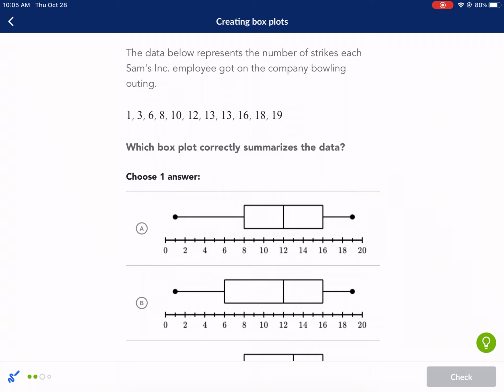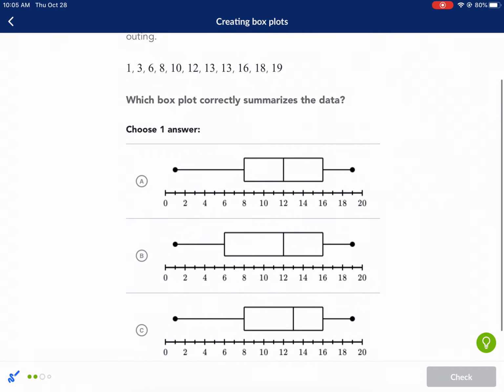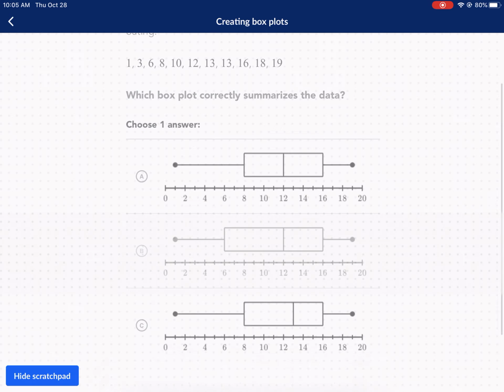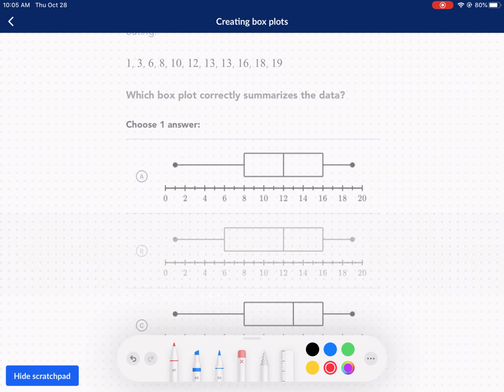Data set below represents the number of strikes each Sam's Inc. employee got on the bowling outing. Which box plot correctly summarizes the data? Again, start with your min first and your max. And it looks like they're the same here. So now we're going to go to the next obvious thing, which is the median.